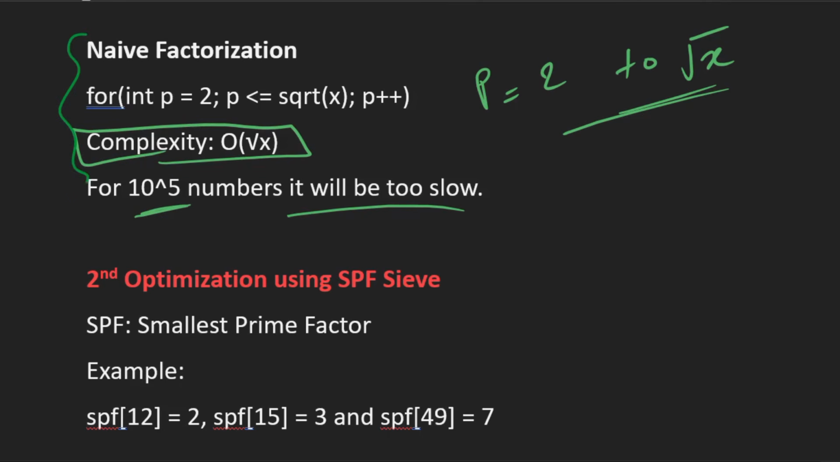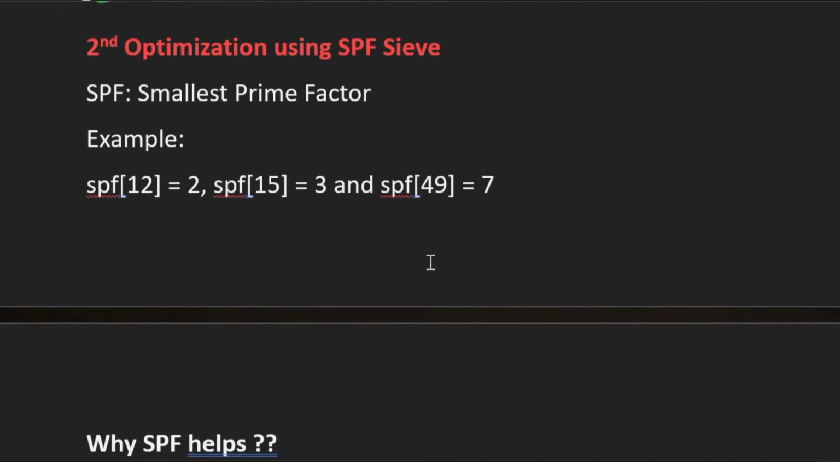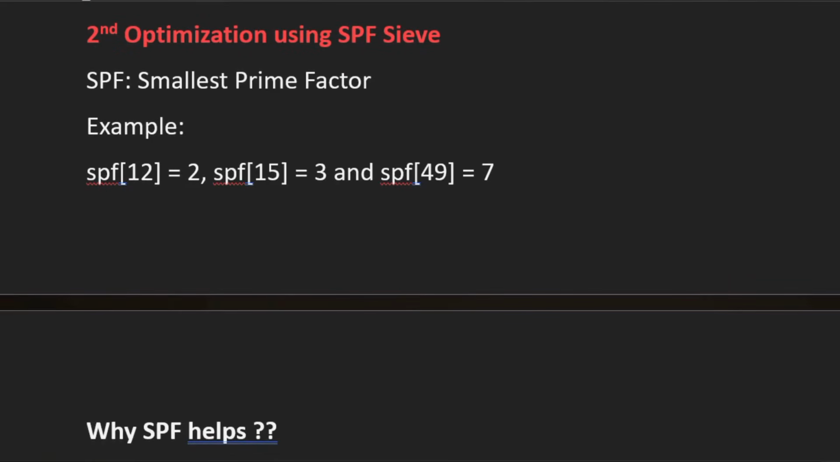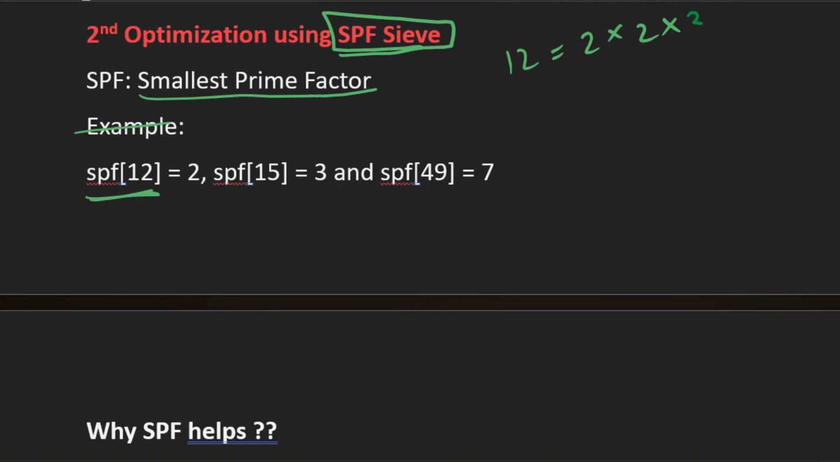So instead of using direct factorization, we'll be optimizing the factorization process. For that we will be using the SPF approach, SPF meaning smallest prime factor. Let's take an example. 12 is basically 2 into 3, so 12 has two factors, 2 and 3. Which one is smaller? 2 is smaller. So SPF of 12 is 2.